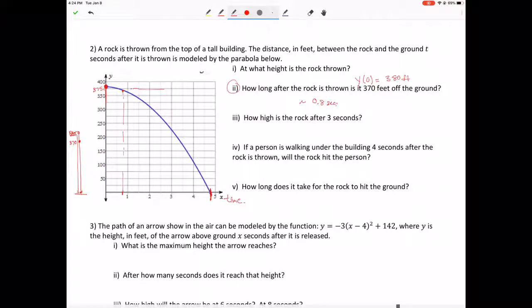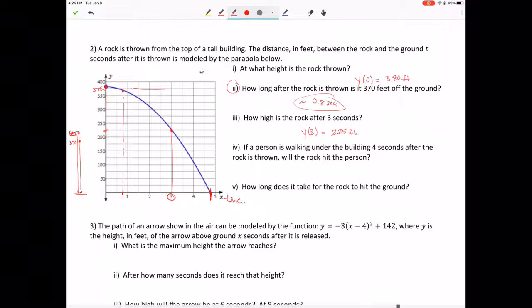So that's believable. Okay, and then how high is the rock after 3 seconds? So we look at 3 seconds, and we'll go up to this point, and it says that it's dropped to 225. So y at the time of 3 seconds is equal to 225 feet.